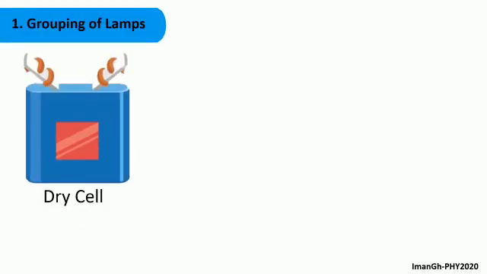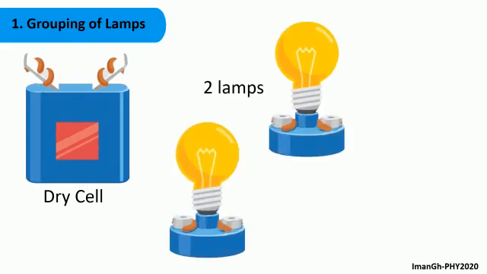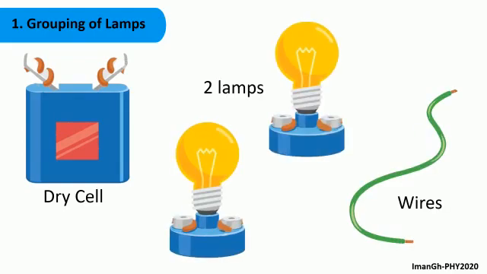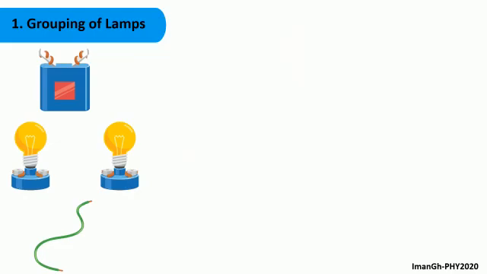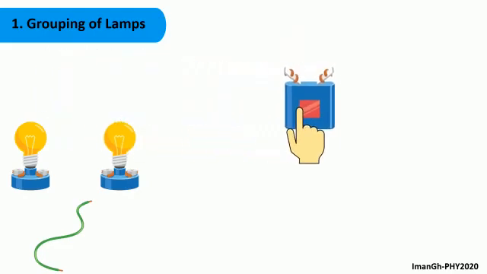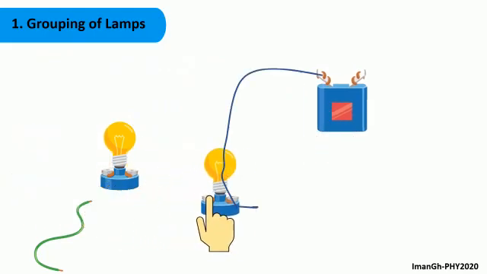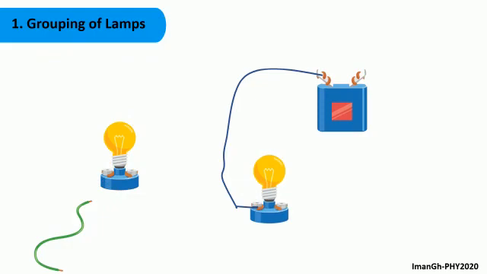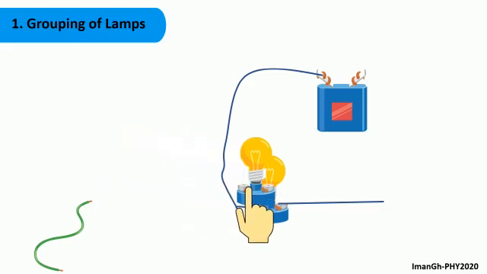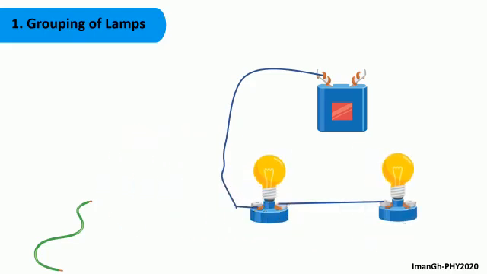To study the grouping of lamps, we will construct several circuits using a dry cell, two lamps, and of course some wires. Let's start with the first case. First, we will get a dry cell and use a wire to connect the dry cell to the lamp. Now we will connect the second lamp. In this case, we will place the second lamp beside the first one. Then we will close the circuit using wires.